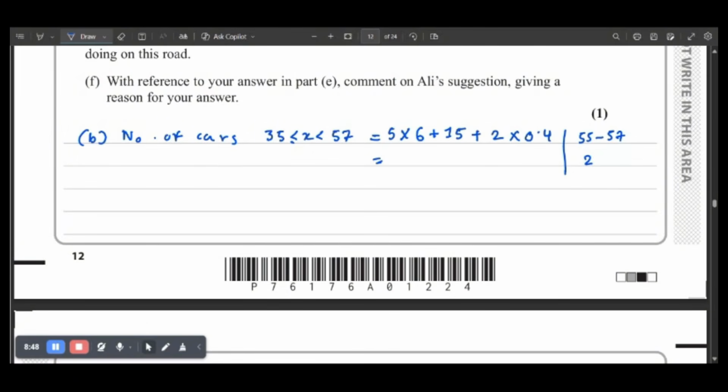So we can calculate it now. This gives us 45.8, which is 46 cars. Writing 46, rounding up, is necessary as the number of cars cannot be in fractions or decimals.